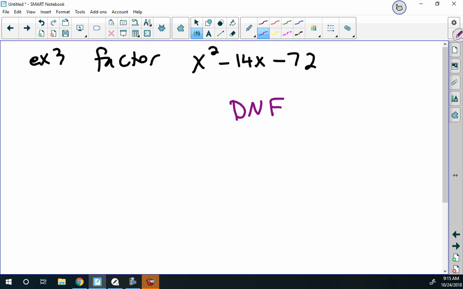But you can't declare that until you've tried every single possibility. So you've got to find all the factors. So if you're that person that wants to be quick to say DNF, ask yourself, did I find all the factors of that number?